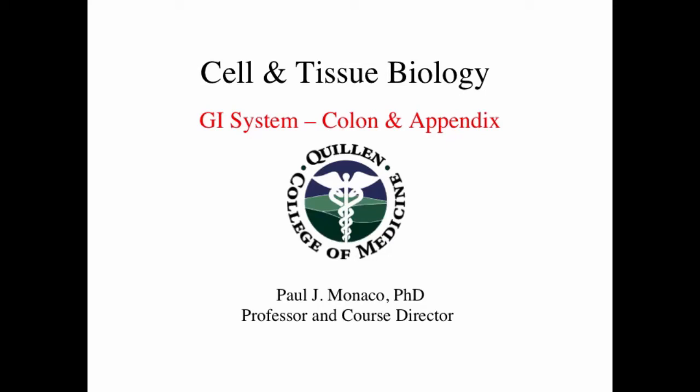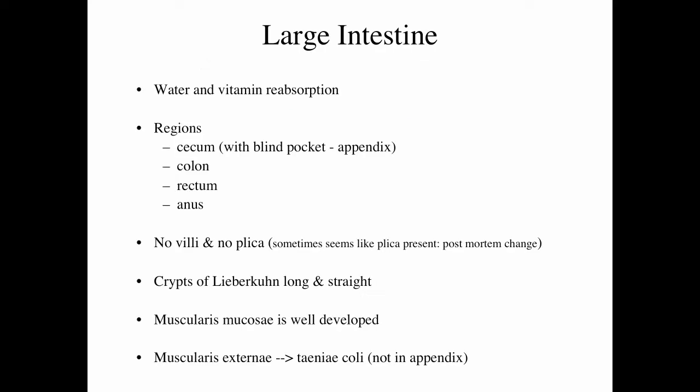This is our last podcast in the GI series, so we'll be looking at the large intestine, that is the colon, and the appendix. Let's briefly look at the large intestine. The large intestine functions for water and vitamin reabsorption. There are several regions in the large intestine: the cecum, colon, rectum, anus. The cecum has the blind pocket, the appendix.